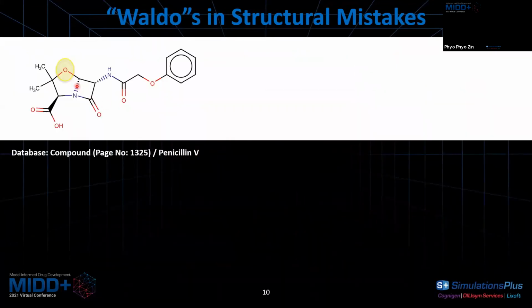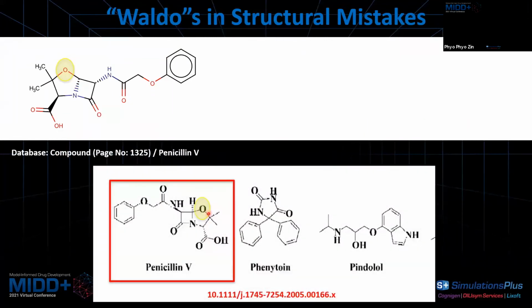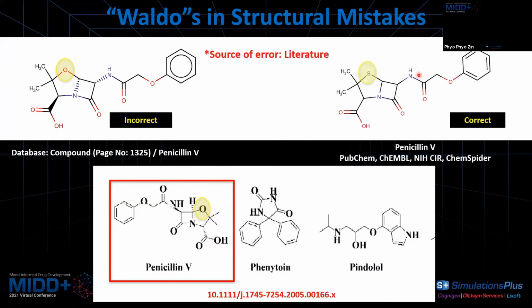This is another structural mistake that I want to talk about. This is coming from a database and it's reported by only one database. When we look it up in the original literature, it's actually the same. The structure in the database is exactly how it is reported in the article, but it is not correct, because when we look up the compound in different databases, there should be a sulfur here instead of an oxygen. Based on the consensus by multiple databases, we confirm that this is the correct structure and we retain that one.